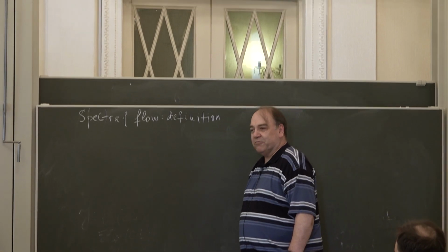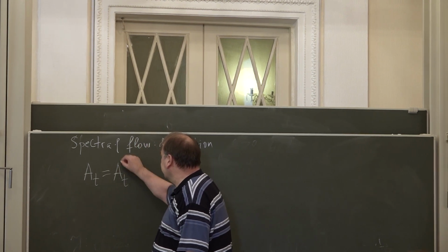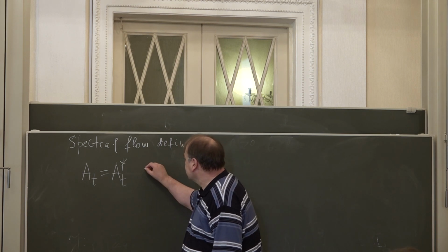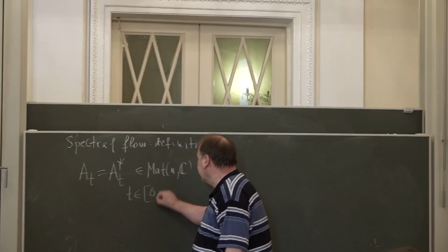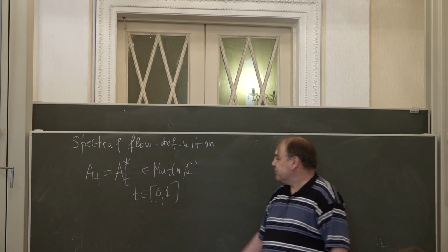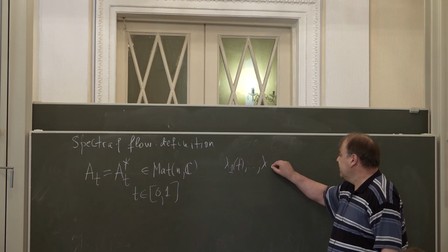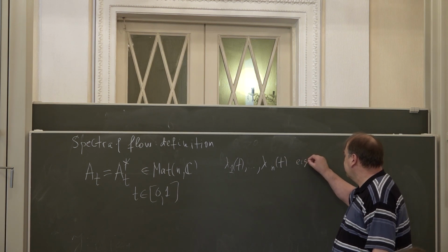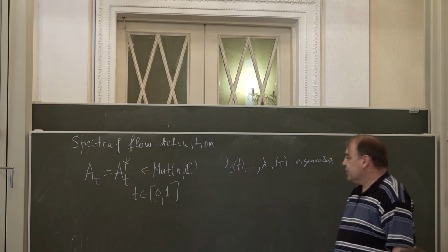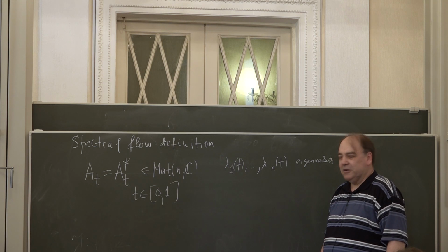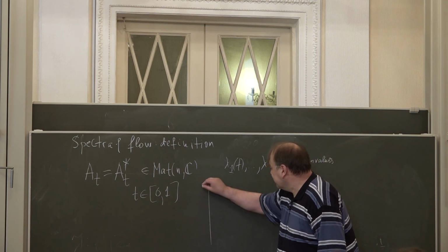Well, let us start from matrices. Assume we have a continuous family of self-adjoint matrices. Then for each value of t, these matrices have some eigenvalues, lambda 1 of t, ..., lambda n of t. These eigenvalues are naturally real because these are self-adjoint matrices, and it might happen that at some t, these eigenvalues cross the zero level. So let me draw some picture.